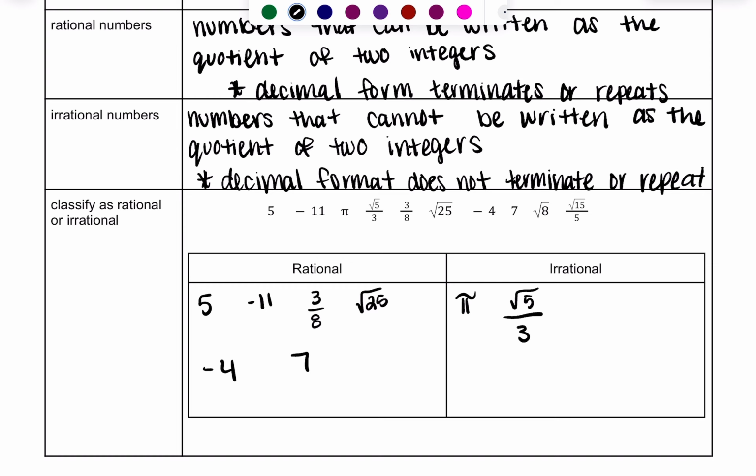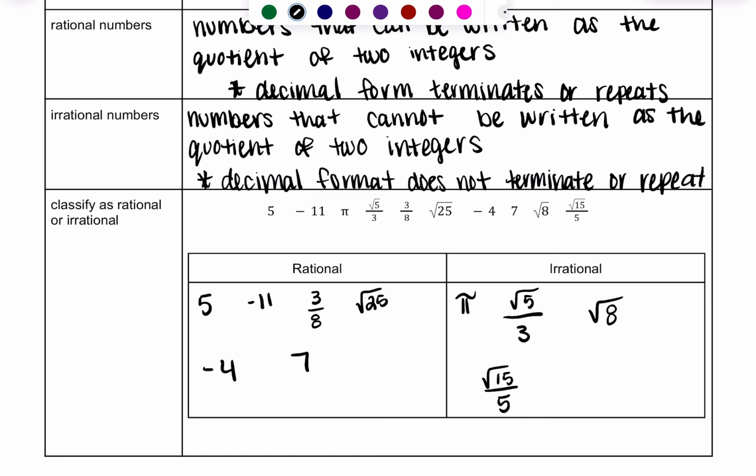And square root of 8. So the square root of 8 is actually going to be irrational. I cannot get one singular number that I can multiply to itself to get to the 8. So the square root of 8 is irrational. And same thing for the square root of 15 over 5. The square root of 15 does not have a specific number I can multiply to itself to get to the 15. Therefore, it is irrational.